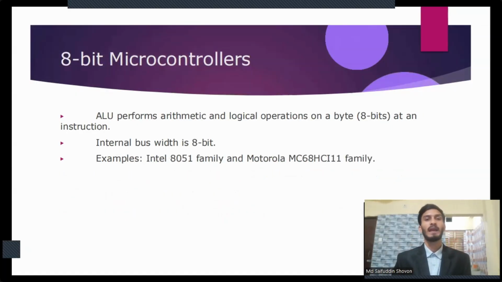On the other hand, 8-bit microcontrollers perform arithmetic and logical operations on a byte. It has internal bus width of 8-bit. Example of 8-bit microcontroller is Intel 8051 family.